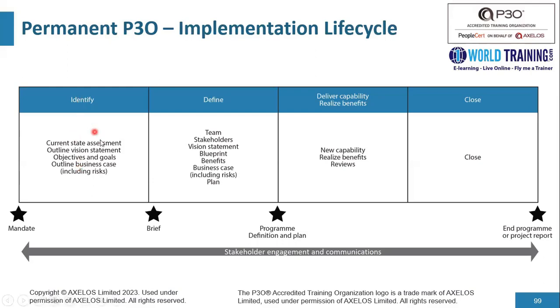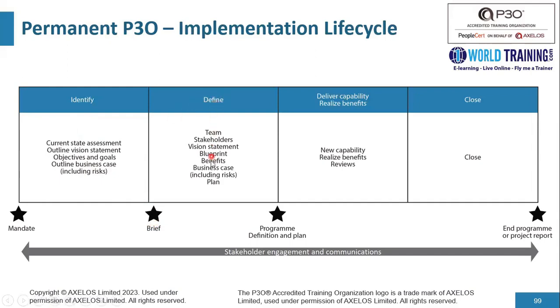And one of the key outputs that we create as a part of the identification phase is a document called a project brief. A brief is a document that goes to the members of the project board or the program board. They would examine the brief and they would give us a go-ahead to move on to the second phase, which is the define phase.